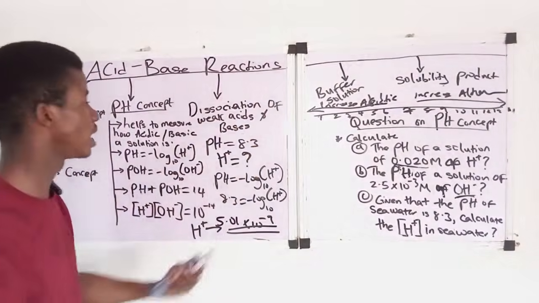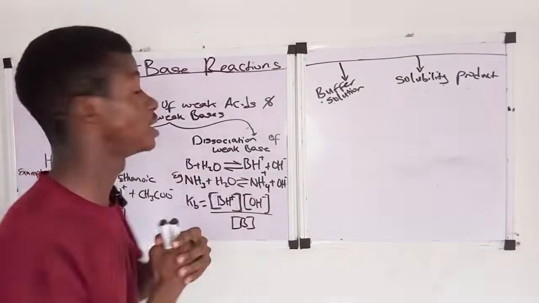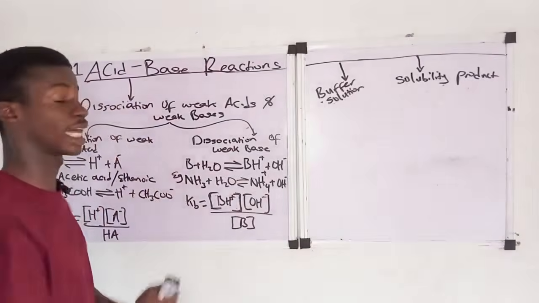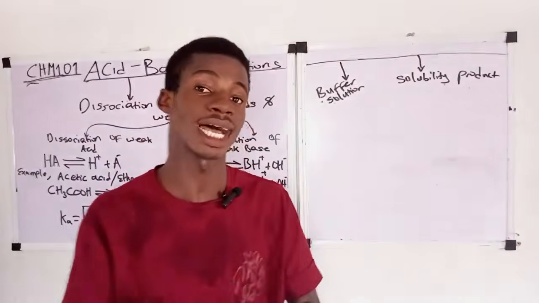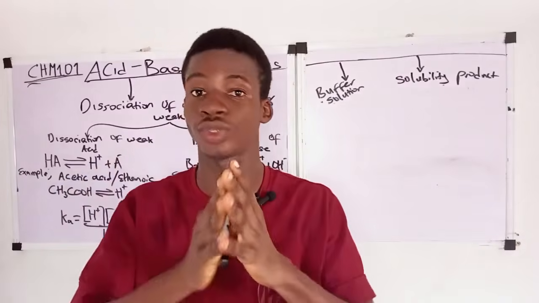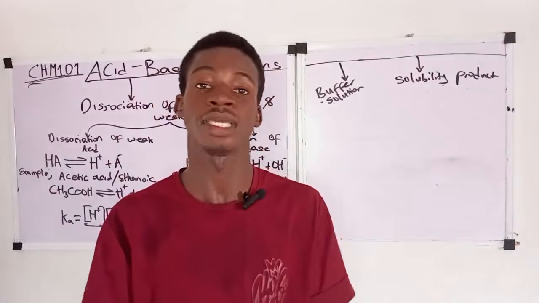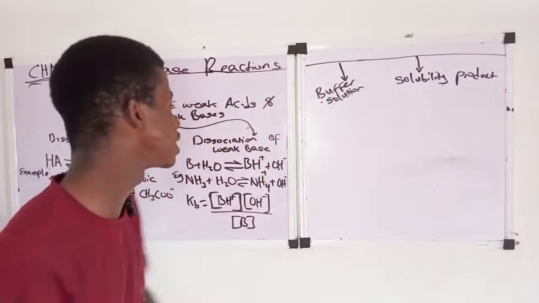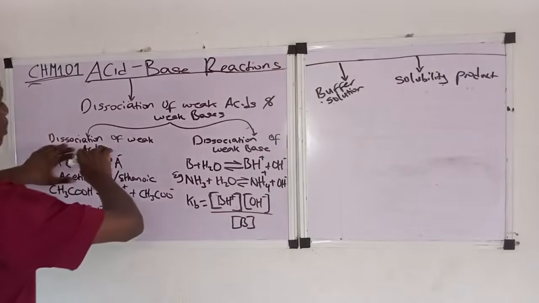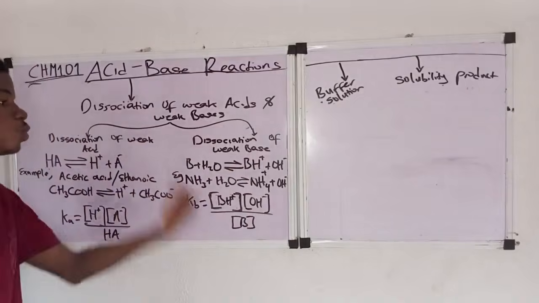Now let's move to the next part, which is dissociation of weak acids and bases. Let's continue with the dissociation of weak acids and weak bases. Remember, weak acids are acids that do not completely dissociate in water, and a weak base likewise does not completely dissociate in water as well. This is dissociation of a weak acid, while this is dissociation of a weak base.